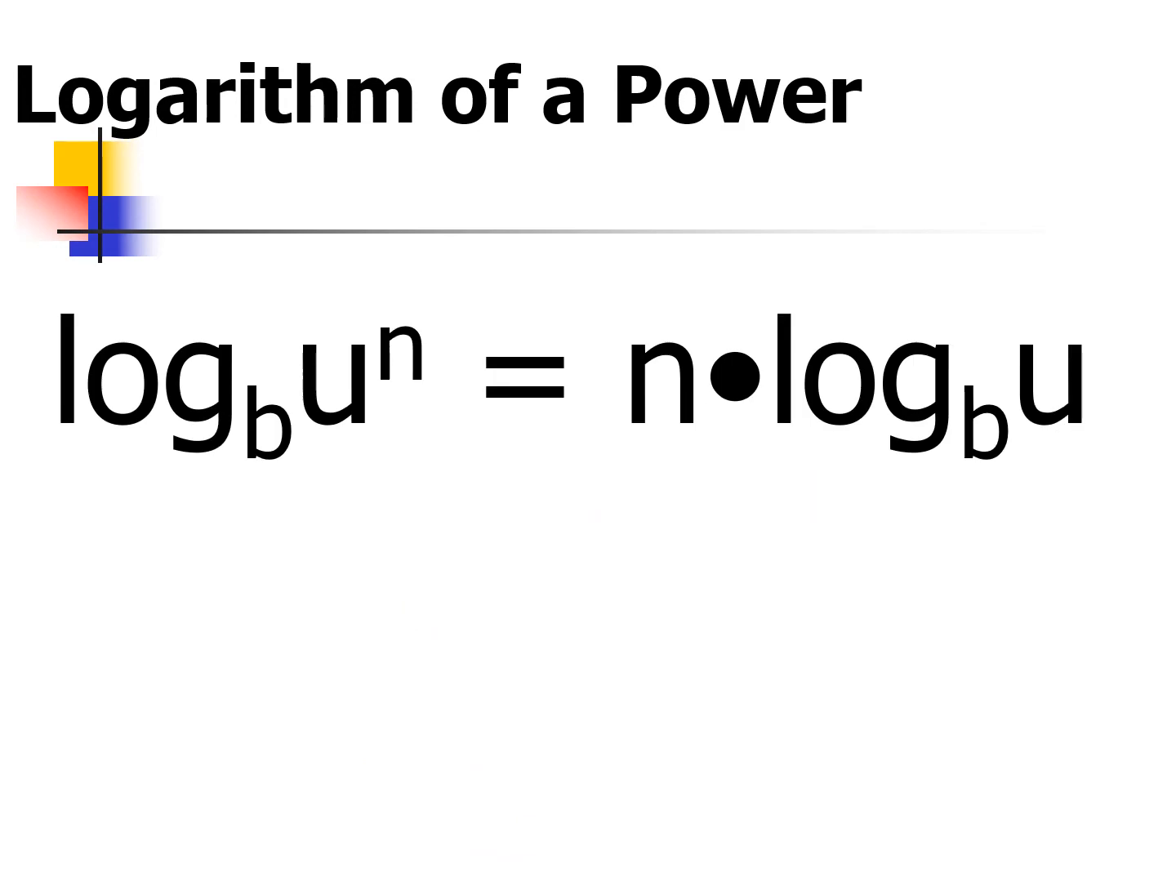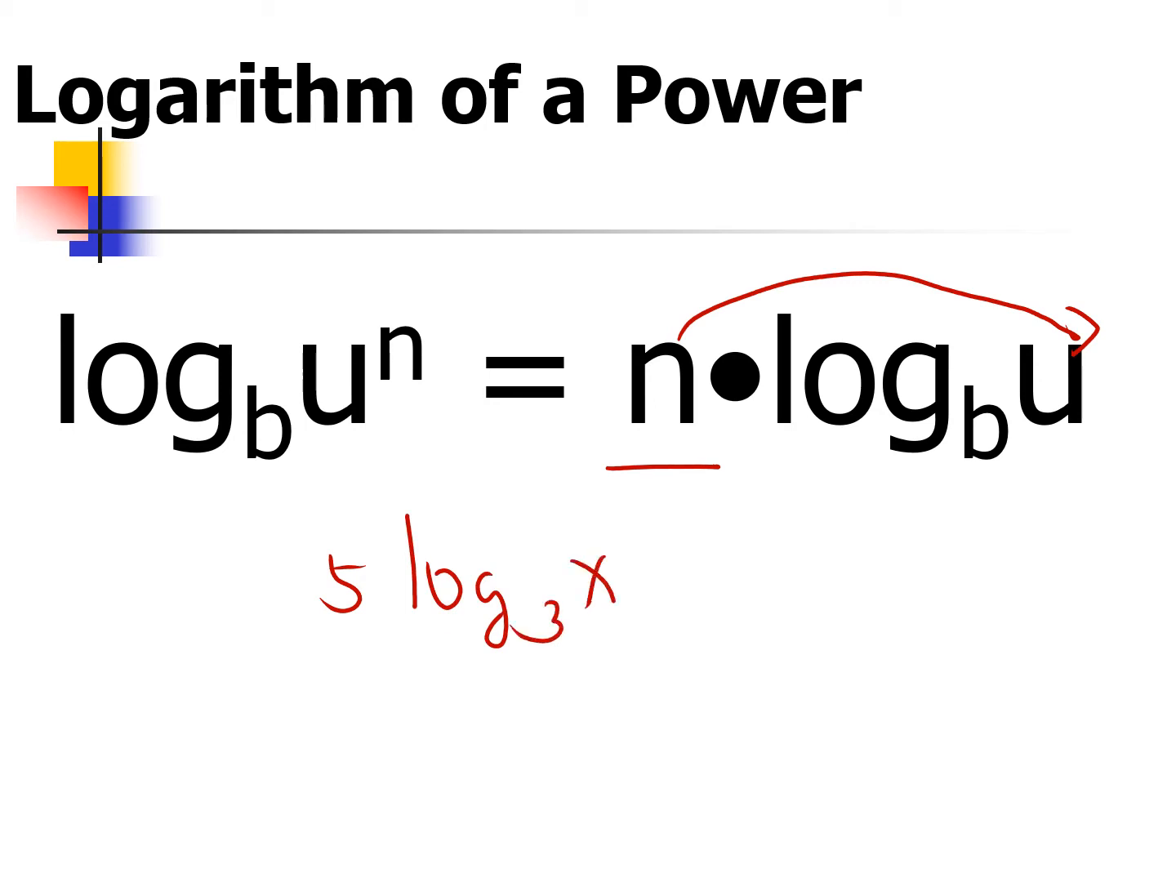Ang pangatlo nating law ay logarithm of a power. Kapag naman po logarithm of a power, kung meron tayong number dito, pwede natin siyang gawing exponent ng u. Halimbawa, meron akong 5 logarithm of x to the base 3. Pwede ko po siyang i-write as logarithm of x raised to 5 to the base 3 or vice versa.